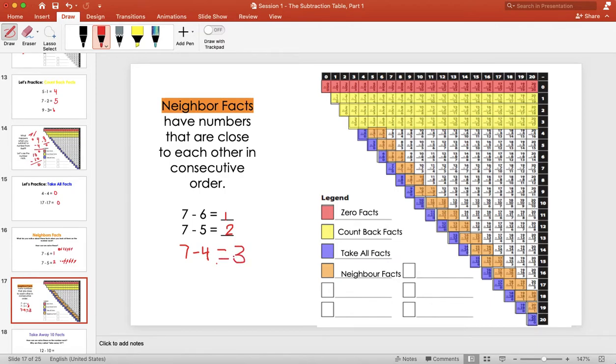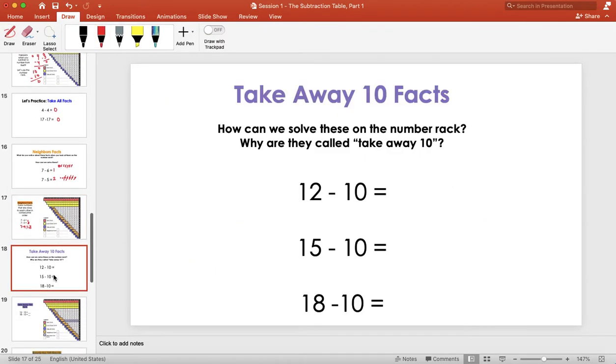Okay, so those are neighbors facts because they're in consecutive order. It goes 1, 2, 3, and those are all right here. Okay, let's look at take away 10 facts.